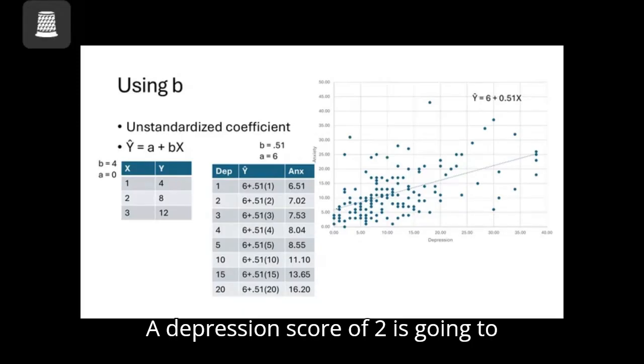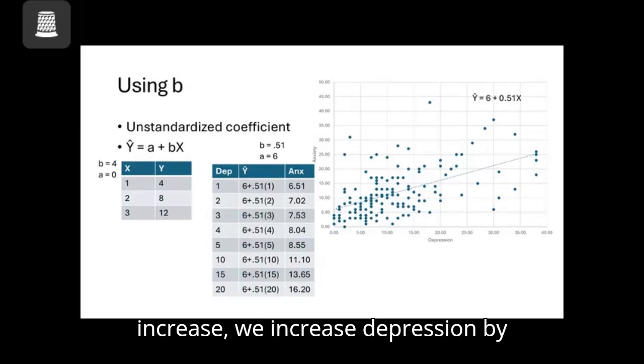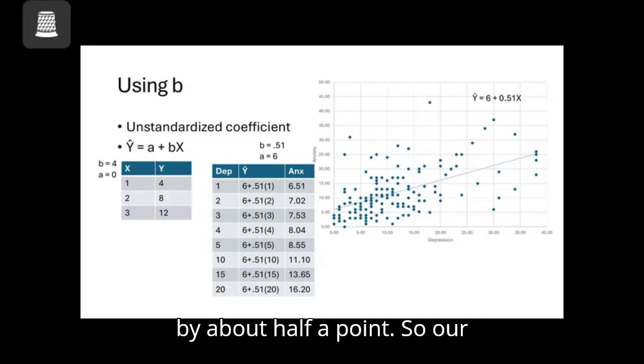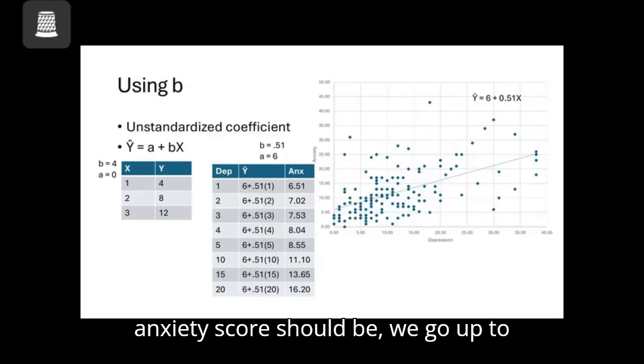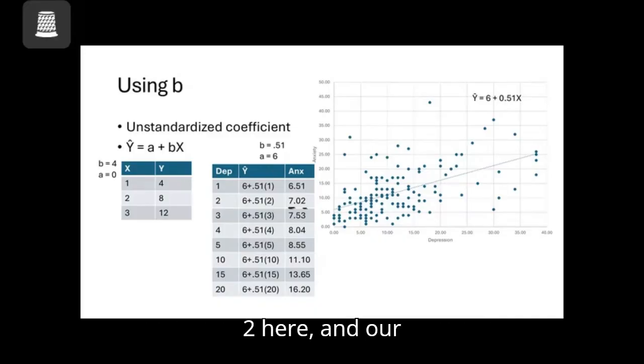A depression score of 2 is going to increase. We increase depression by 1, and we're going to increase anxiety by about half a point. So we go up to 2 here, and our anxiety score should be at 7.02. We got a score just above that. It's probably an 8.